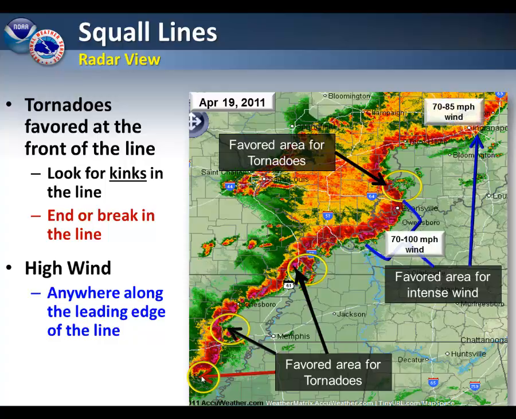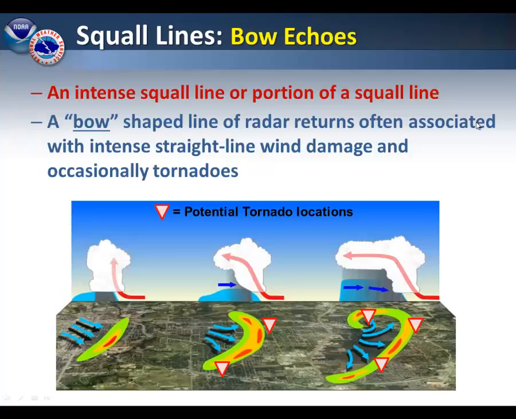High winds can occur anywhere along the leading edge of the line, but are most prominent in areas where the line is curved. In these particular examples, wind gusts of 70 to 100 miles per hour occurred along the Ohio River west of Evansville, Indiana, and wind gusts of 70 to 85 miles per hour also occurred around Indianapolis. These curved parts of the line are referred to as bow echoes. It is a bow-shaped line of radar returns often associated with intense straight-line wind damage and occasionally tornadoes.